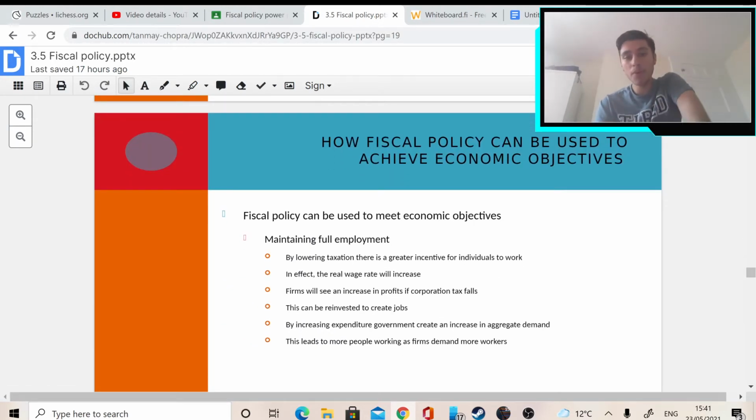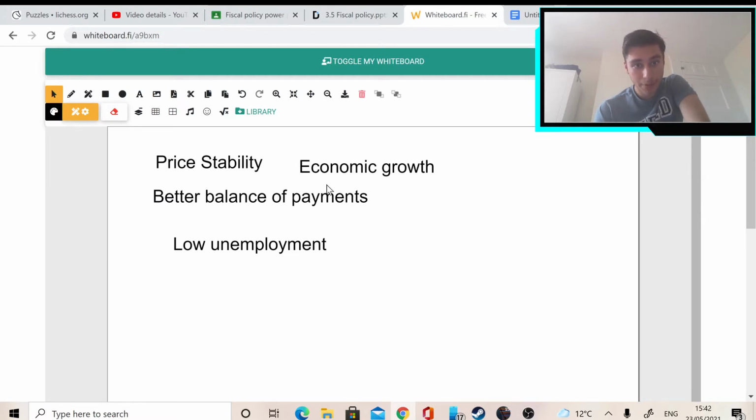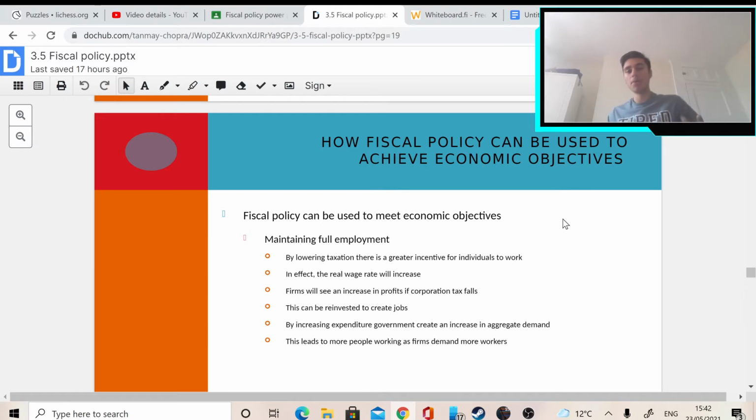Now, there are 4 main objectives that fiscal policy wants to meet, which are price stability, economic growth, better balance of payments, and low unemployment. Price stability is when prices remain almost the same. Although government wants some inflation, the target is, I think, 2 to 3%. Yeah. I think that's the target, with plus or minus 1%. So that's the price stability. And economic growth, when the value of output rises, better balance of payments. They want to have less borrowed money, and low unemployment. Well, self-explanatory. So maintaining full employment.